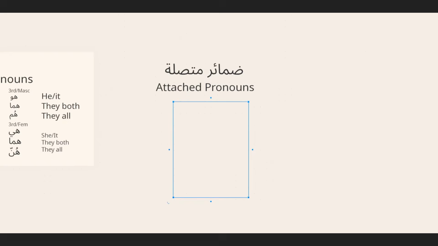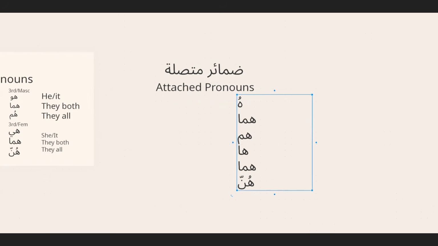So huwa's short form is what? Hu, his, like kitabuhu, his book. Kitabuhu, his book. Kitabuhuma, their both book. Kitabuhum, book of theirs. Kitabuha, her book. Kitabuhuma, and then kitabuhunna. Anta, antuma, antum, anti, antuma, antunna will become what? Kitabuka, kitabukuma, kitabukum, kitabuki, kitabukuma, and kitabukunna. These are the attached forms for second person.